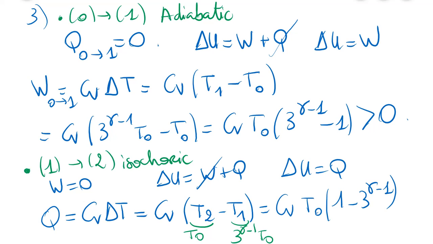So actually, when you compare these two expressions, you can remark that they are almost the same, but inside of the bracket, the sign is reversed, okay? So this is actually negative this time, which means that for this transformation, the system is giving away the thermal energy to the environment, the external environment.